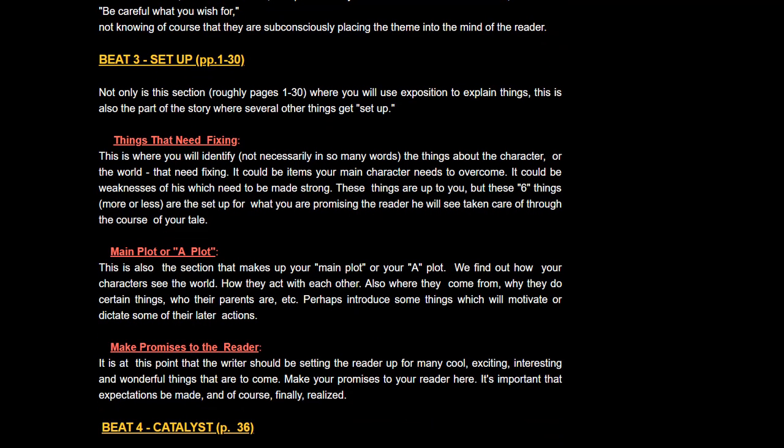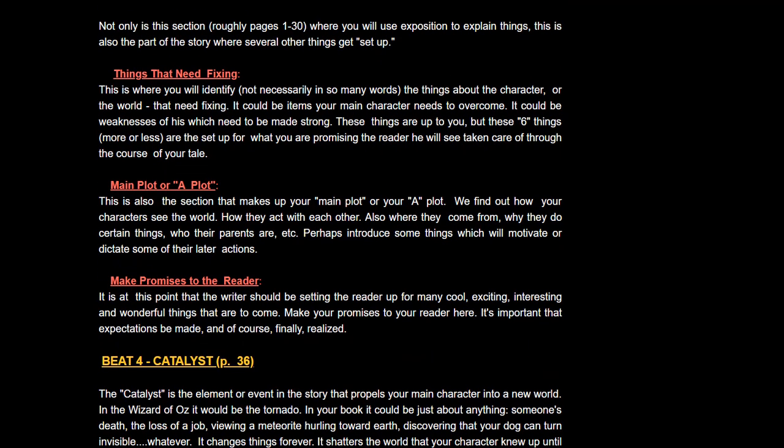Okay, things that need fixing. Let's start with those. This is where you will identify, not necessarily in so many words, the things about the character or the world that need fixing. It could be items your main character needs to overcome. It could be weaknesses of his which need to be made strong. These things are up to you, but these six things, more or less, are the setup for what you are promising the reader he will see taken care of through the course of your tale.